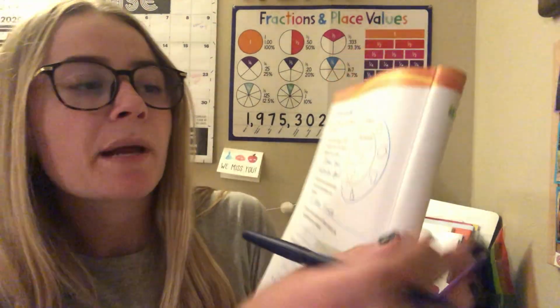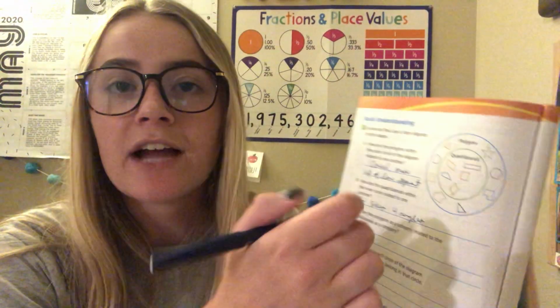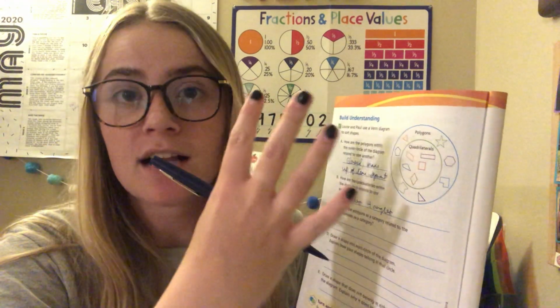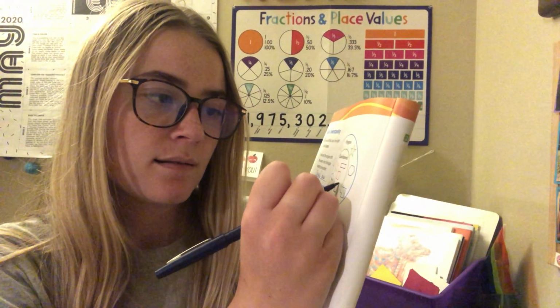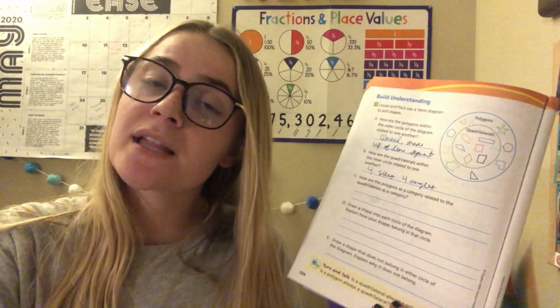There we go. And then for my quadrilateral, to define it as a quadrilateral, I need exactly four sides and four angles. So I'll do a little square. Okay, draw a shape that does not belong in either circle of the diagram. Explain why it does not belong.